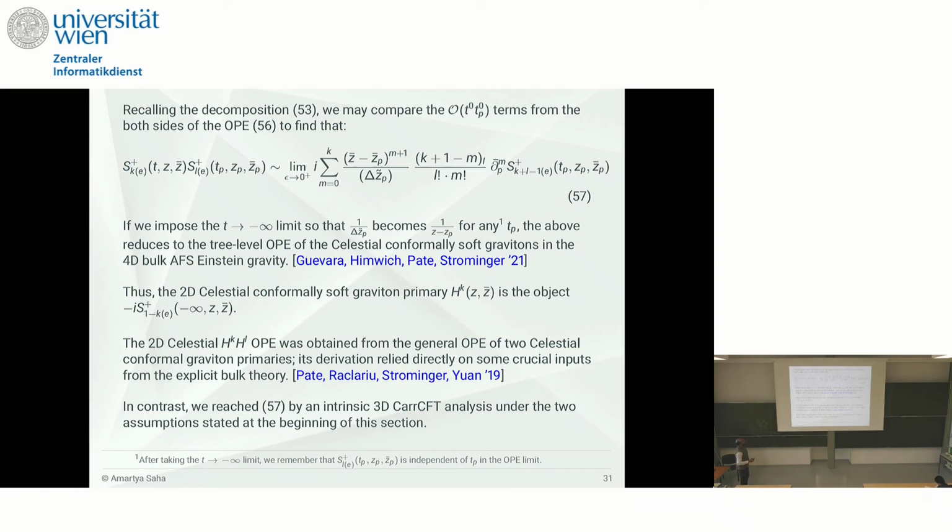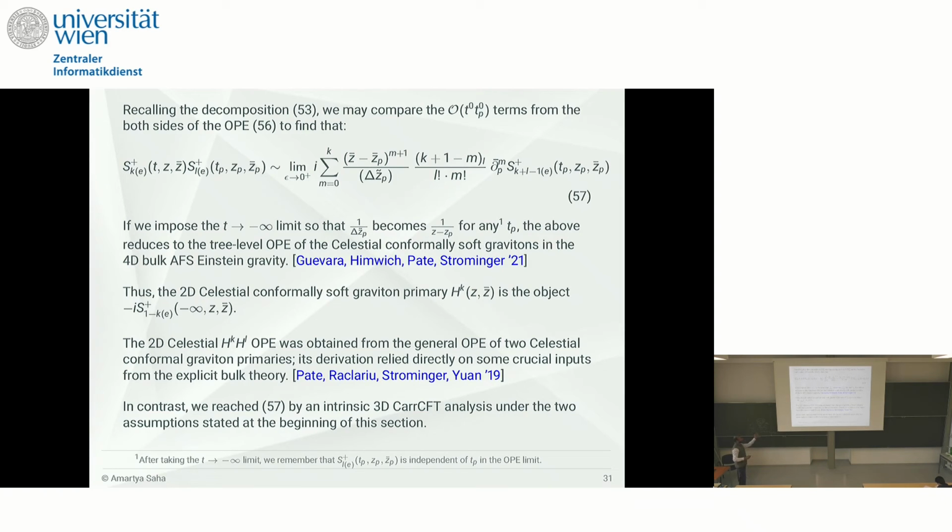Okay, and this seems to be telling us that the 2D celestial conformal soft graviton primary, this is a notation of this paper, is nothing but the object here, and this appears inside the S1 minus k Carrollian field. So remember, this is just an object, this is not a Carrollian conformal field. So this occurs inside a Carrollian conformal field.